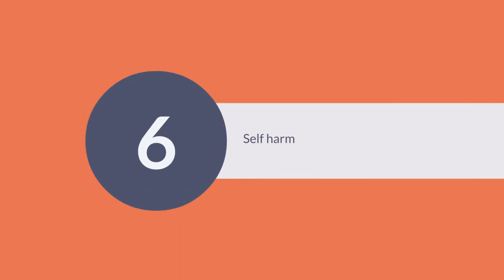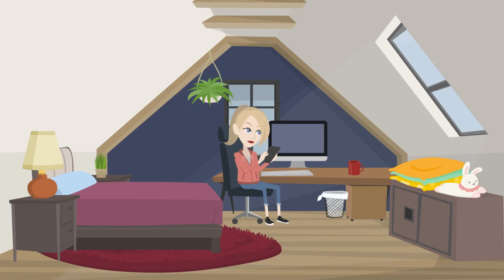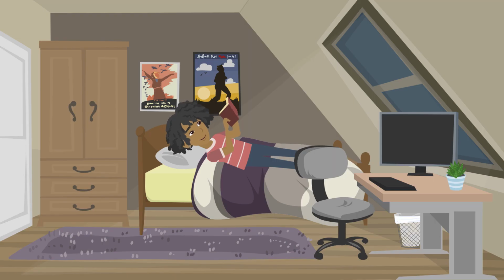The next clip will contain mentions of self-harm. The sixth symptom often associated with BPD is self-harm. Individuals coping with BPD may resort to self-harm. This behavior often occurs as a way to self-soothe due to the intensity of emotion one may be feeling.